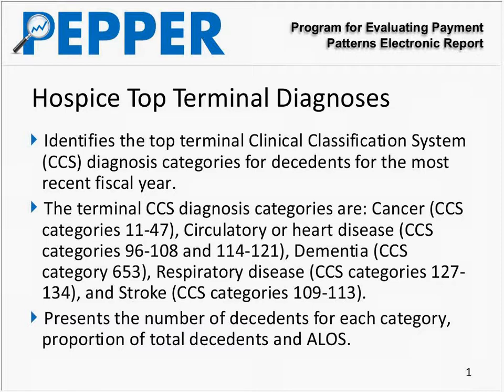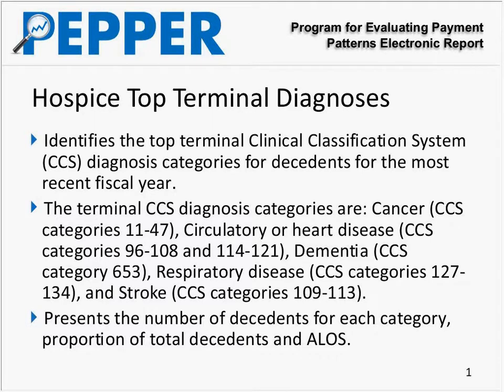So we have cancer, which summarizes the CCS categories 11 through 47. Circulatory heart disease, which is categories 96 through 108 and 114 through 121. Dementia, which is category 653. Respiratory disease, categories 127 through 134. And stroke, categories 109 to 113.